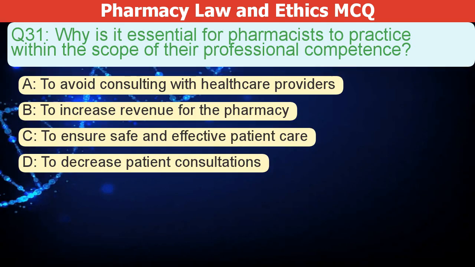Why is it essential for pharmacists to practice within the scope of their professional competence? A. To avoid consulting with healthcare providers. B. To increase revenue for the pharmacy. C. To ensure safe and effective patient care. D. To decrease patient consultations.